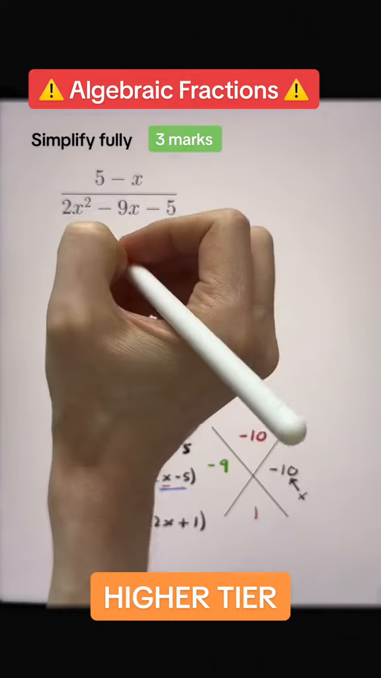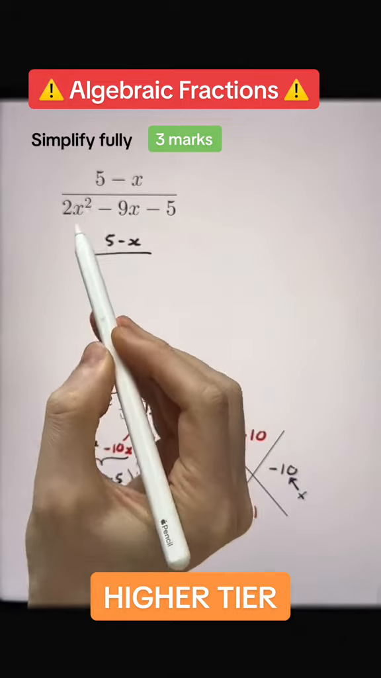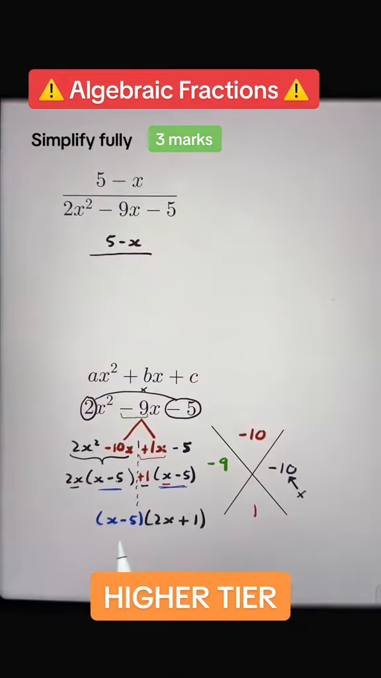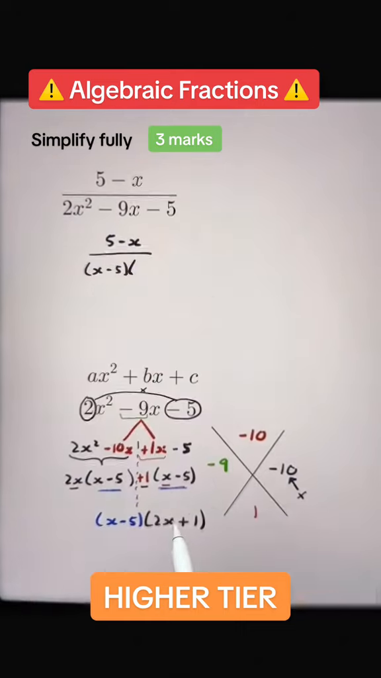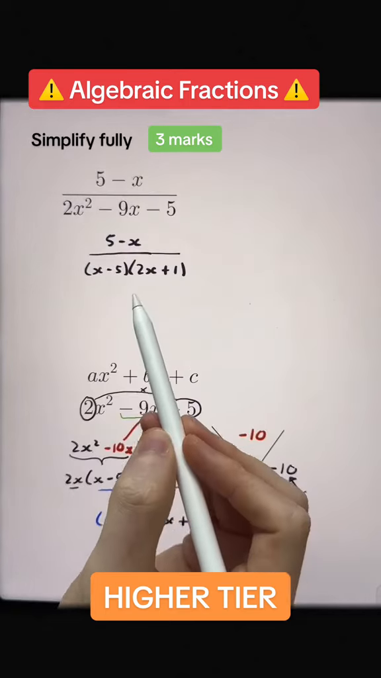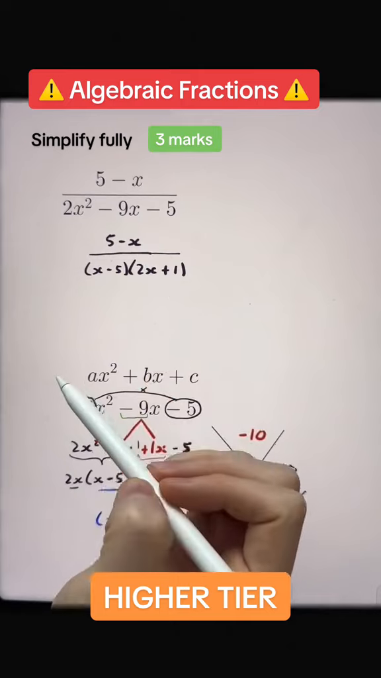Returning to my original question, I'm going to leave the 5 minus x alone on the top. On the bottom, I'm going to rewrite 2x squared minus 9x minus 5 in factorised form as being in brackets x minus 5 multiplied by in brackets 2x plus 1. As I'm asked to factorise fully, I currently have no common factors on the top and the bottom.